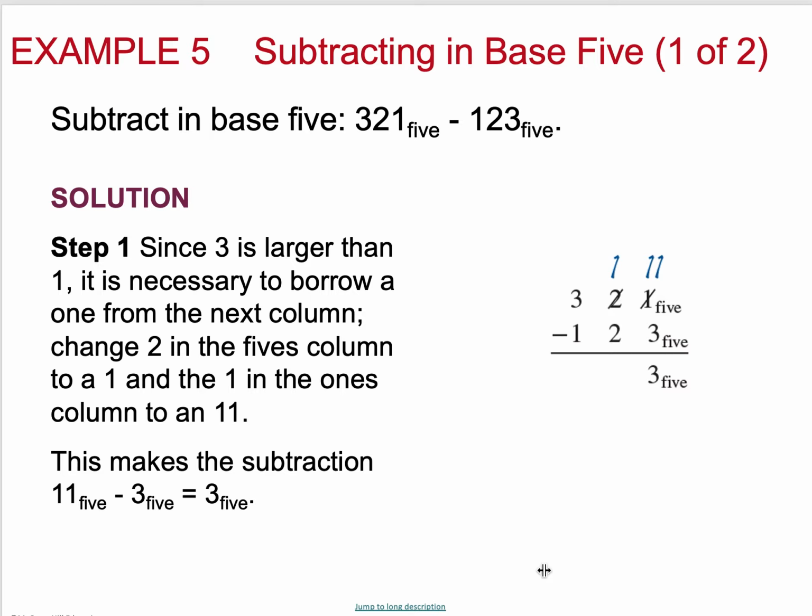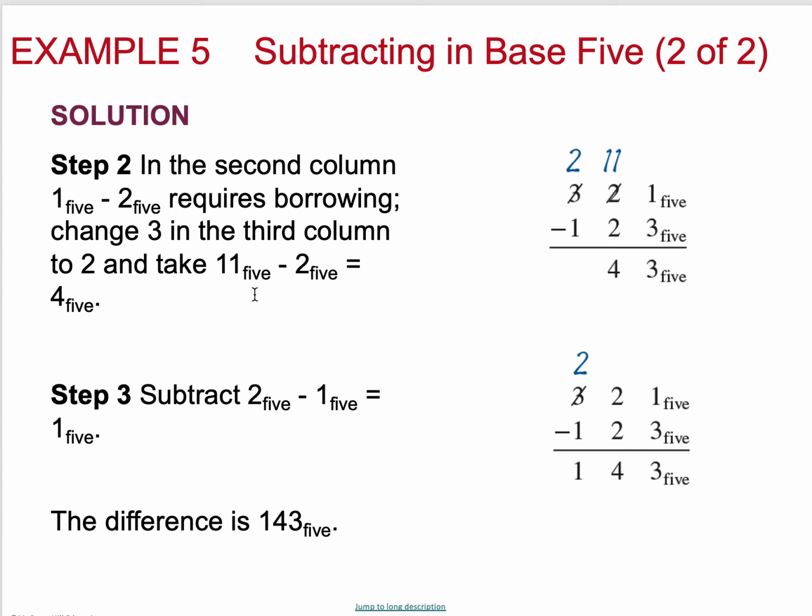So in step 1, since 3 is larger, I do have to borrow 1. And 1 minus 3 still doesn't work. So I changed the 2 in the 5's column to a 1, and the 1 in the 1's column into an 11. So that's why I have 11 minus 3. This makes it 11 minus 3, which is going to be 3 base 5.